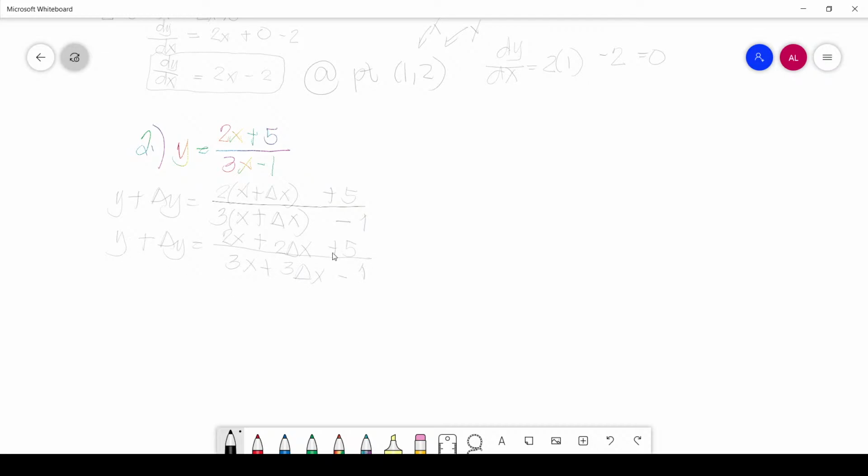So again, transpose y, we can have delta y. 2x plus 2 delta x plus 5 over 3x plus 3 delta x minus 1, that is minus y. I should just write the value of y, which is 2x plus 5 over 3x minus 1.